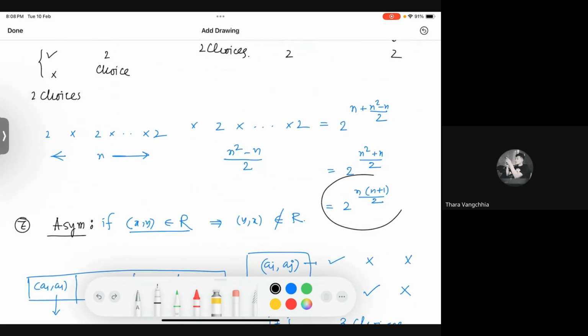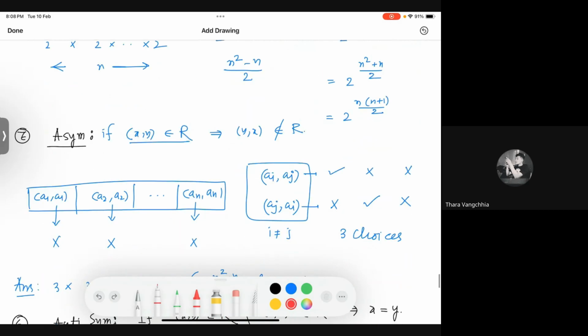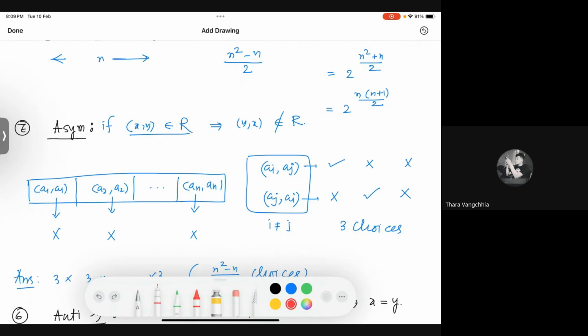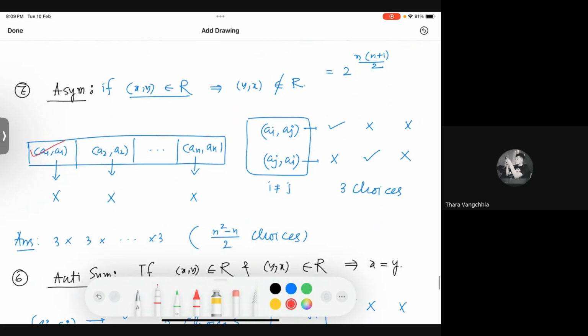So there are 2 to the power n(n+1)/2 symmetric relations. How many asymmetric relations are there? Asymmetric means if (x, y) belongs to the set R, it will imply (y, x) does not belong to the set R. It is the definition of asymmetric relation. So this element has only one choice. This element does not belong to the set R.